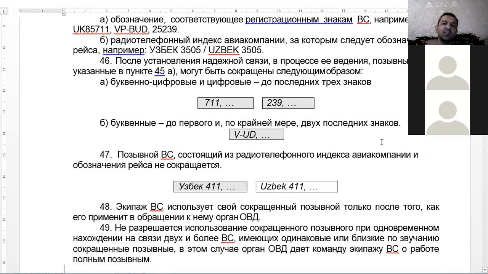Shortening can be used for registration numbers, because the registration number is usually long. For call signs there's another rule. Call signs that use the air carrier name, for example Uzbek 411, shouldn't be shortened. They should be used with the full call sign. In Russian rules, a call sign consisting of the airline's telephony designator and flight number is not shortened. So it should be used in full, Uzbek 411.